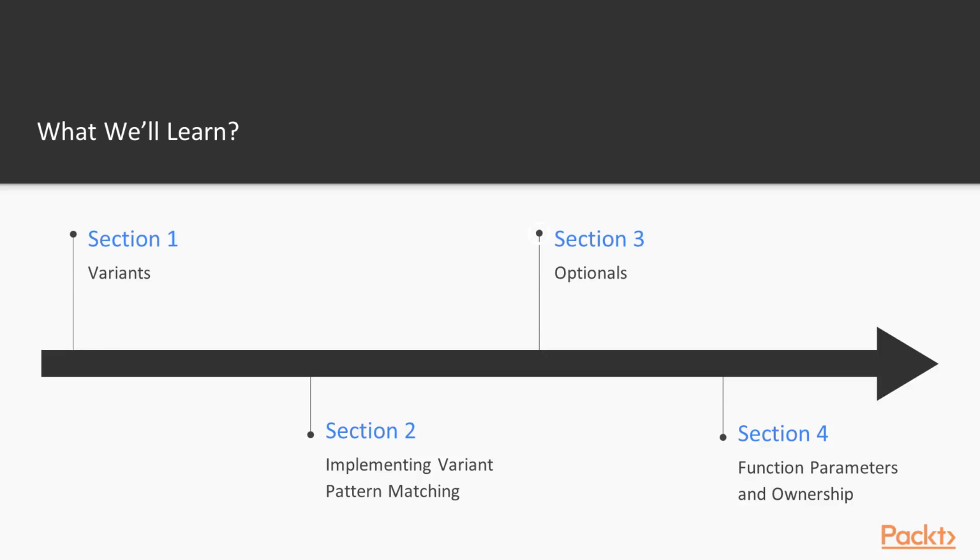In section 3, we're going to take a look at optionals. std::optional is another C++17 type that represents a value that can either exist or be absent. We're going to take a look at how it works and how we can make your interfaces better. Finally, in section 4, we're going to analyze the relationship between ownership semantics and function parameters. C++17 introduces a new type, std::string_view, which is a non-owning view of a contiguous set of characters. What's the difference between it and std::string, and when is it appropriate to use one or the other?